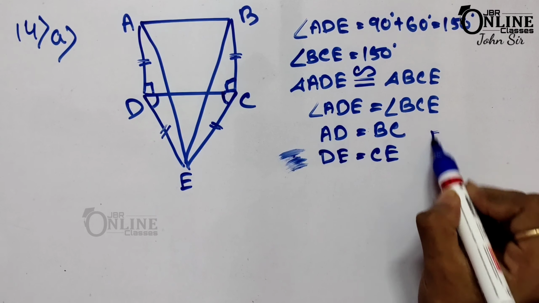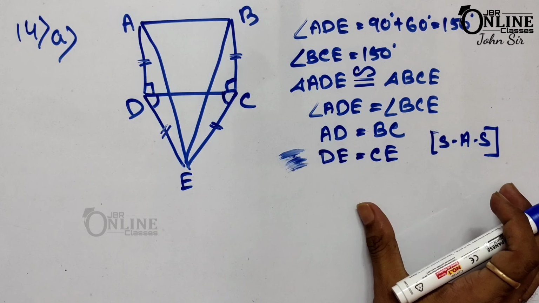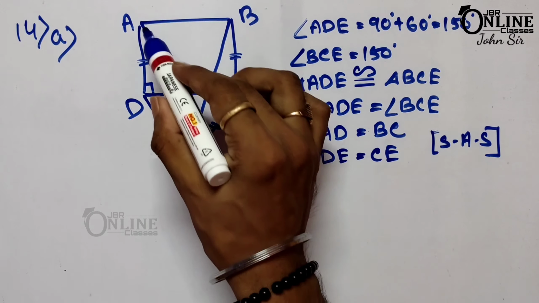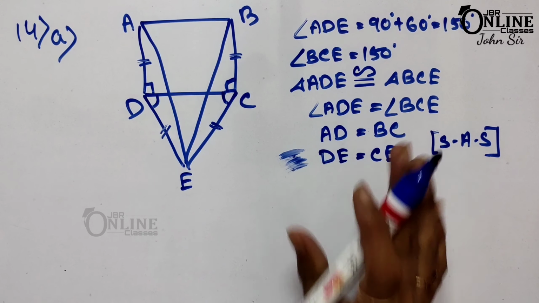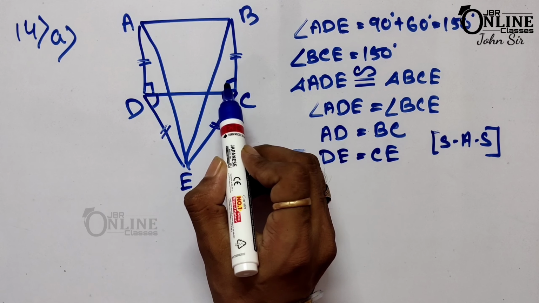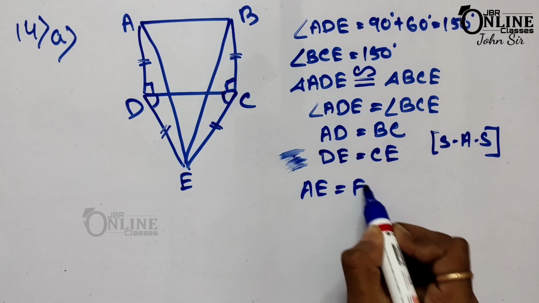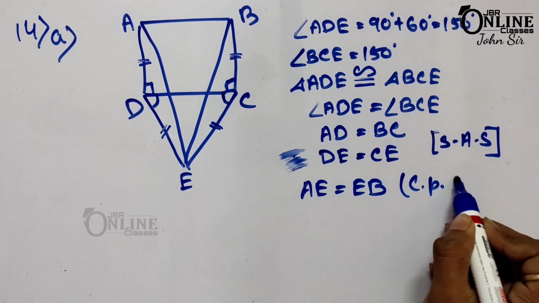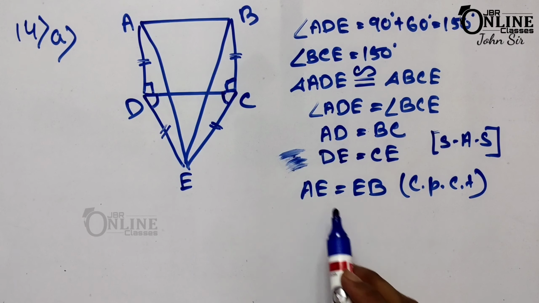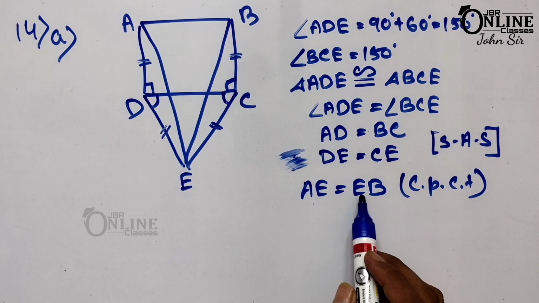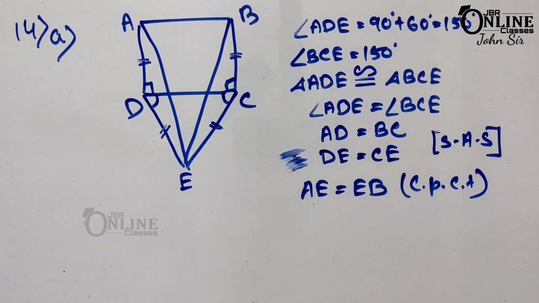It's proved by SAS. So now the second thing you have to prove is that AEB is an isosceles triangle. It's very easy, because if these two triangles are congruent, then definitely AE equals EB by CPCT, and in this triangle AEB, AE equals EB, that means this is an isosceles triangle.